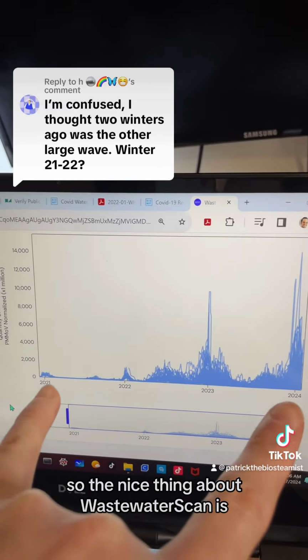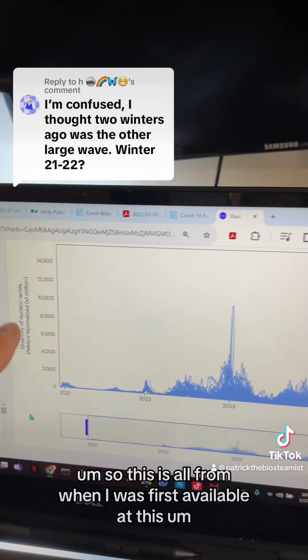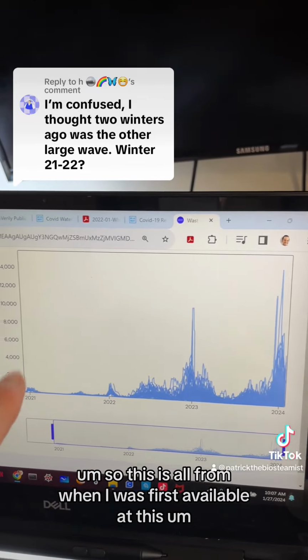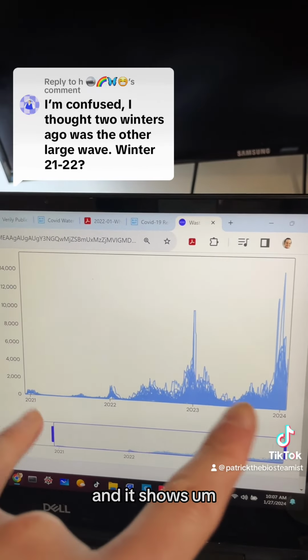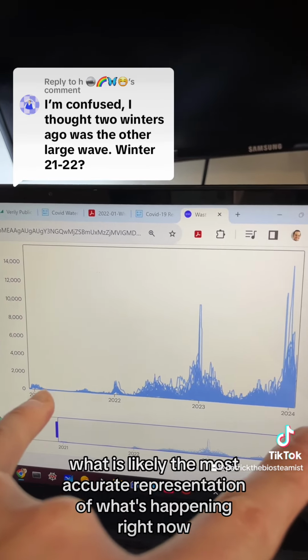So the nice thing about WastewaterSCAN is they've been doing the same type of data the entire time. So this is all from when it was first available at this site to current, and it shows what is likely the most accurate representation of what's happening right now.